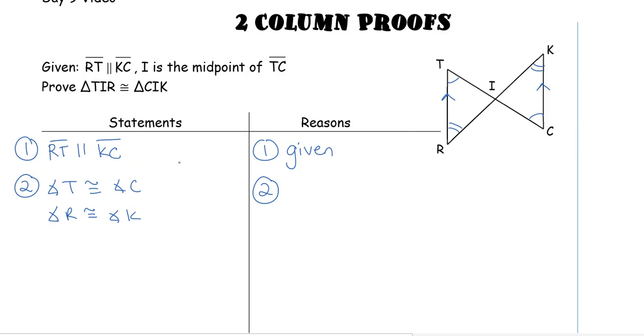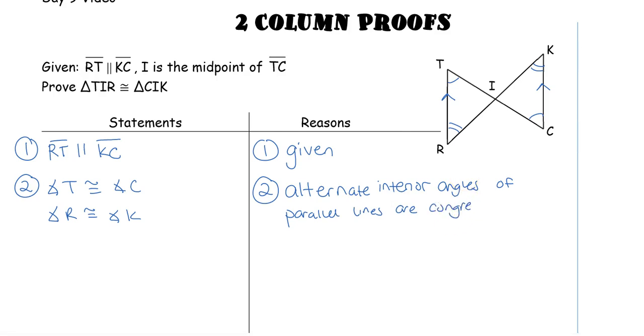Your reason is, how do I know that they are congruent? I know those angles are congruent because they are alternate interior angles. And we know that alternate interior angles of parallel lines are congruent. Make sure that your reason, your justification, is complete. In order for alternate interior angles to be congruent, I must have parallel lines. So make sure that you're talking about the angle relationship that you have and why that you know that they are congruent to each other.